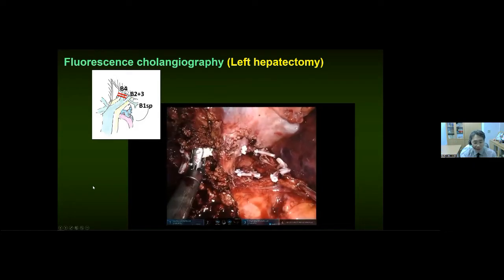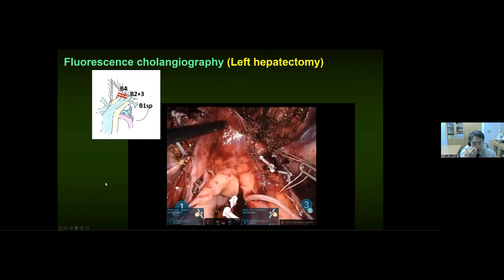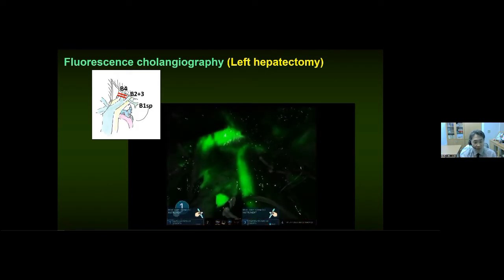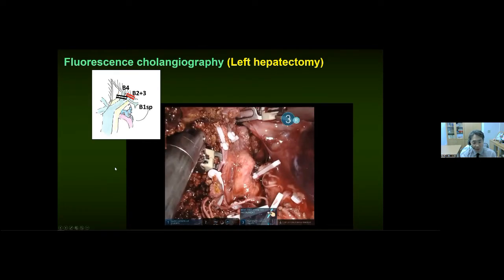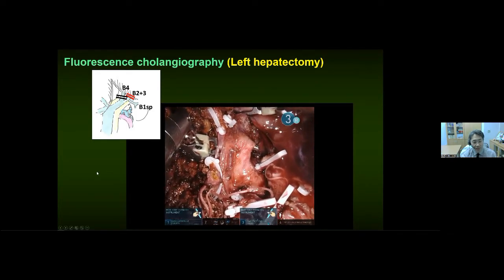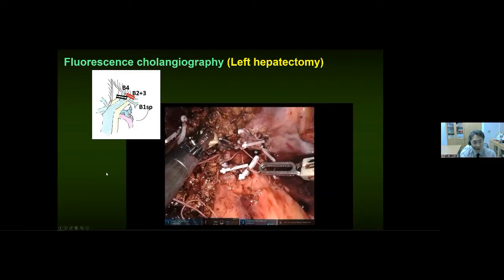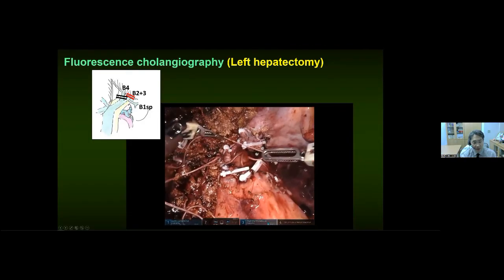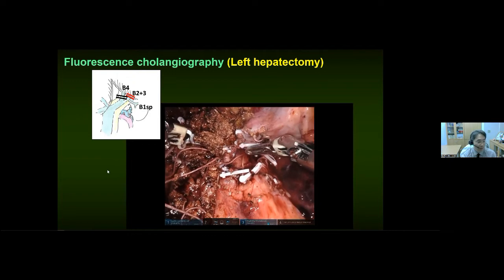So first, I encircled the B4 branch with the use of fluorescence cholangiography. This is the confluence between the right and left hepatic duct, just in case. And after the division of the B4 branch, the B2 plus 3 branch is encircled, preserving the B1 Spiegelian lobe branch. Finally, this branch is divided and biliary drainage from the Spiegelian lobe is assured.